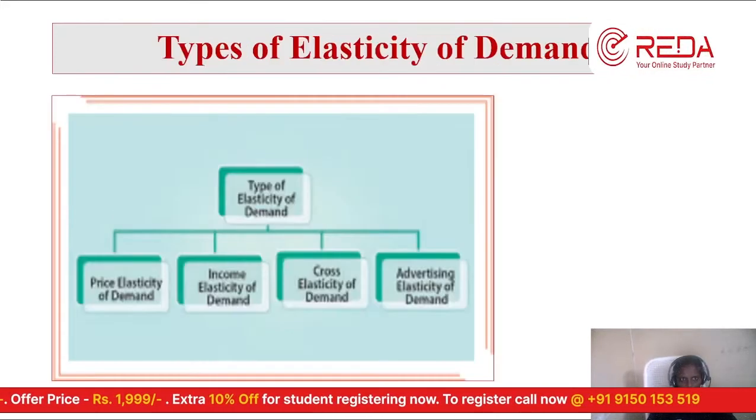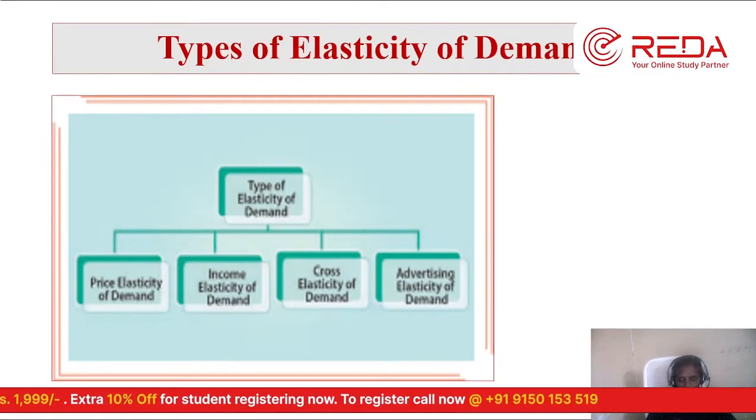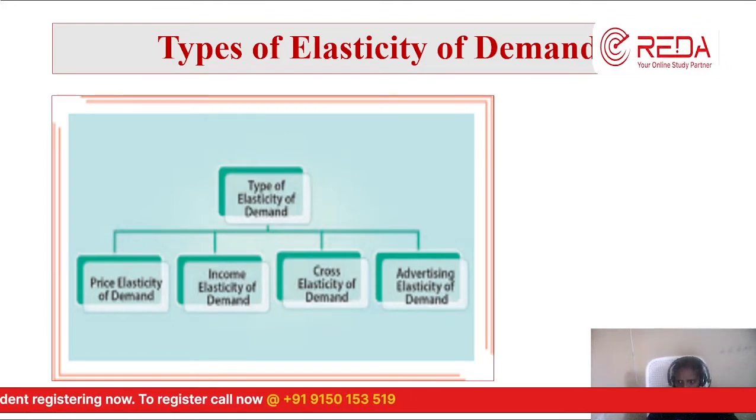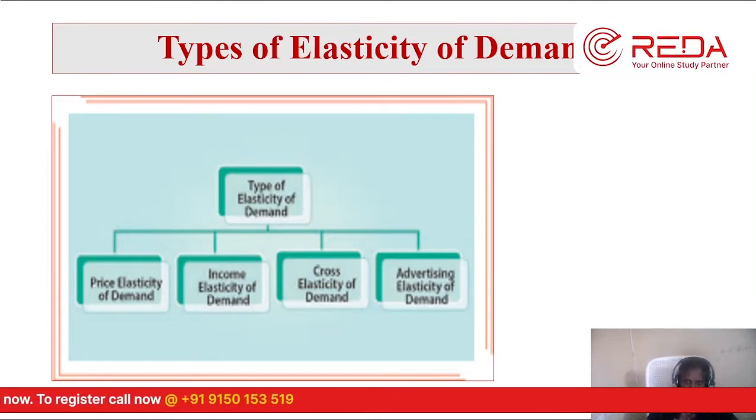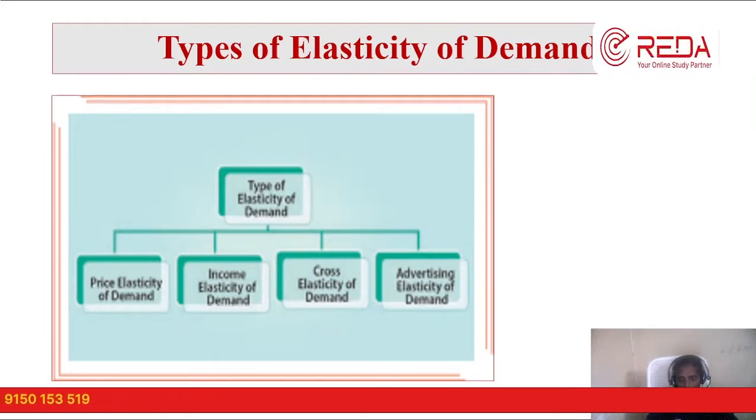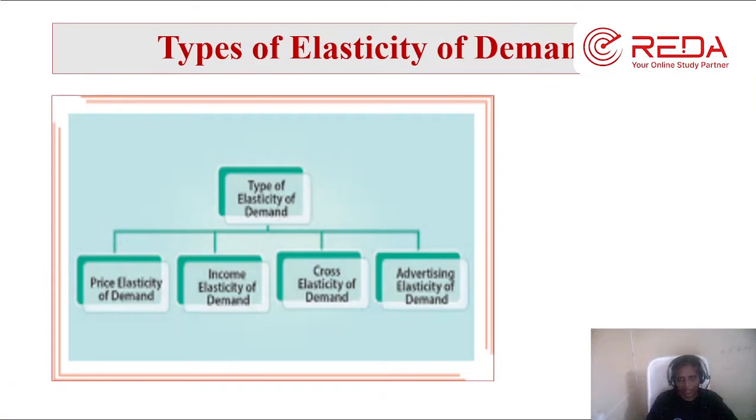Now there are various types of elasticity of demand. One is price elasticity of demand: because of price, how far the elasticity of demand happens. Then income elasticity, because of income. Then cross elasticity and advertising elasticity of demand. There are four types. We are going to see all these types with the help of measurements, small economic measurements, and with the help of diagrams.